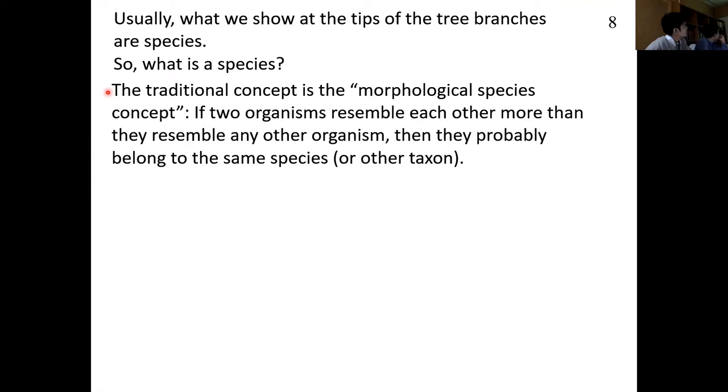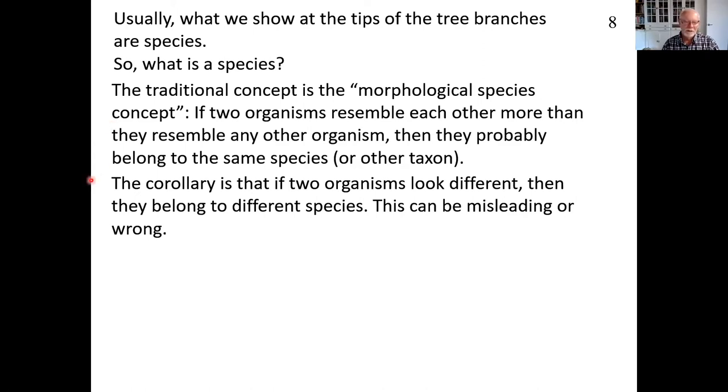So the traditional concept of a species is quite simple. We can call it the morphological species concept. And simply, if two organisms resemble each other more than they resemble any other organism, then they probably belong to the same species. So you and I resemble one another, despite the difference in hair color. You and I resemble one another more than we resemble a chimpanzee. So we might say from the morphological species concept that we must belong to the same species and that we're different from a chimpanzee. It follows logically from that if two organisms look different, then they belong to different species.